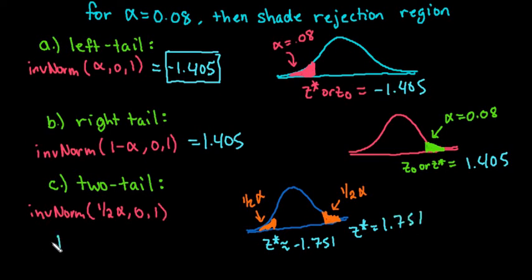So if you wrote it, a lot of times, especially if you're using technology to help you out, you would just fill it in as negative 1.751 comma 1.751.